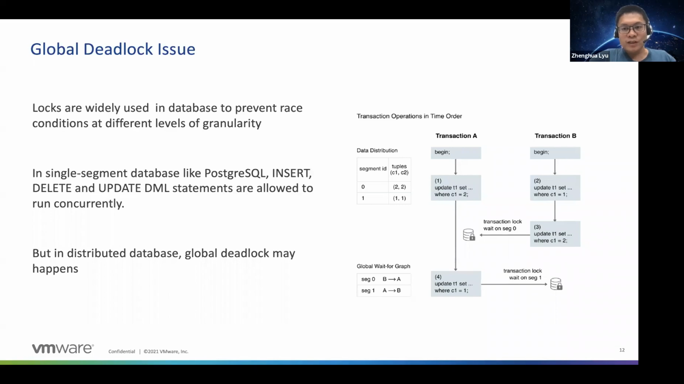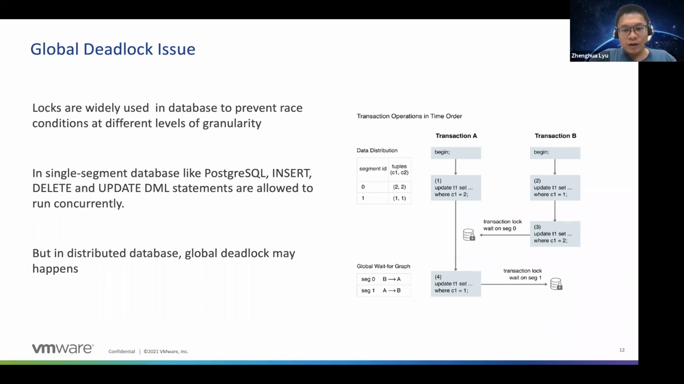At this time, transaction A is not blocked, so it continues to execute an update statement. Transaction A updates the tuple that just updated by transaction B in step 2. And that tuple was on segment 1. Then transaction A has to wait for transaction B on segment 1.